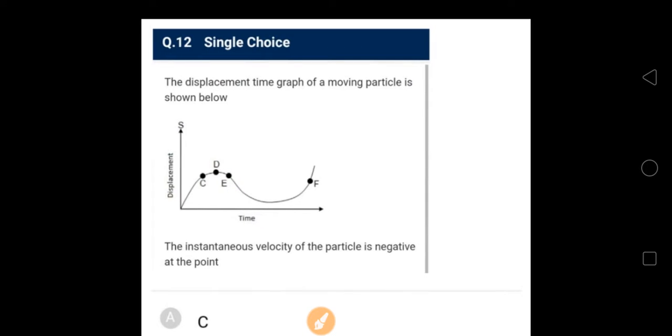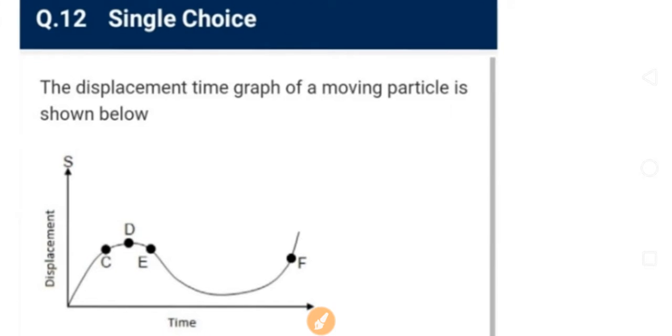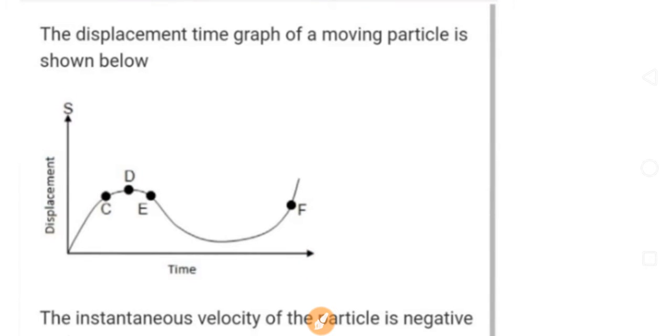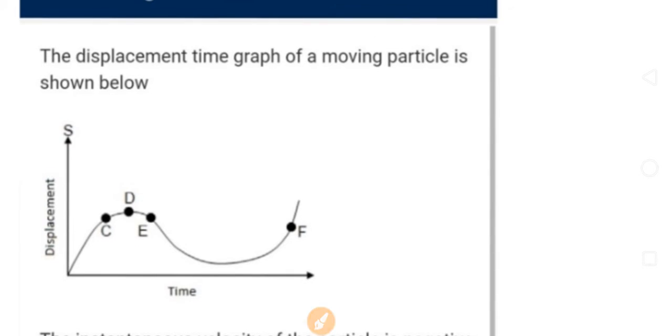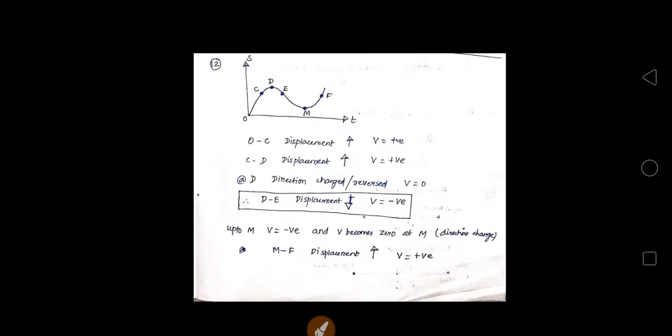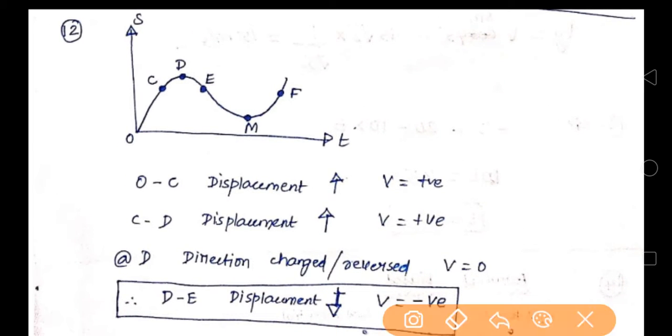Now the 12th question. The displacement time graph of a moving particle is shown below. The instantaneous velocity of the particle is negative at the point either C or D or E or F. These are the four options. Consider this. I am making an extra point M to make it easier to understand.